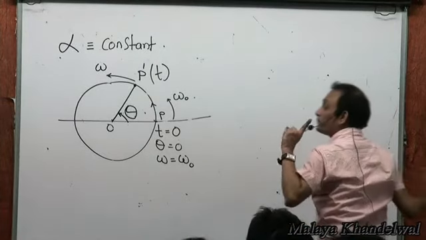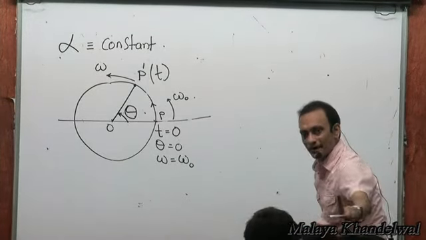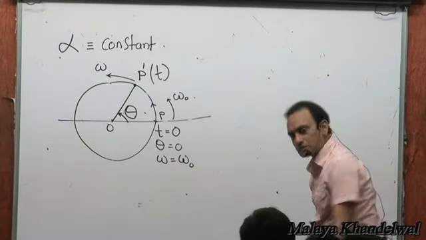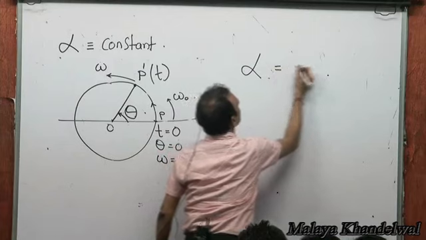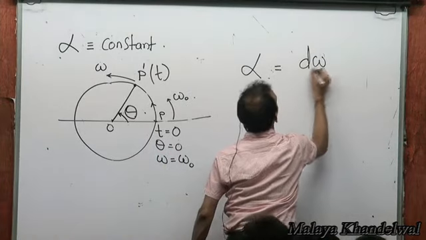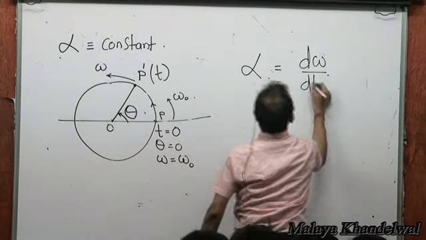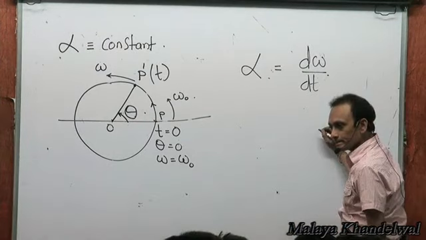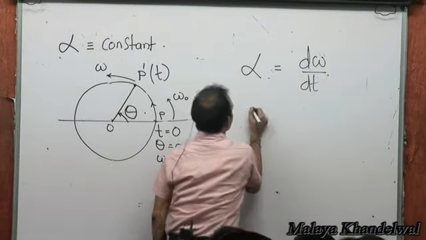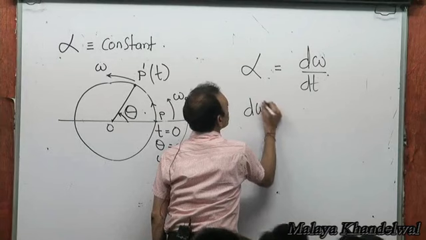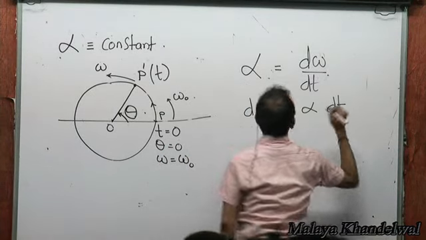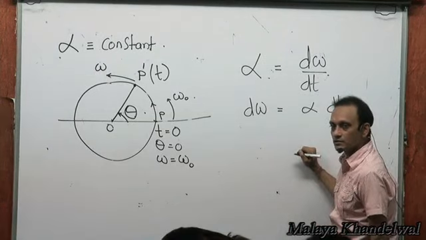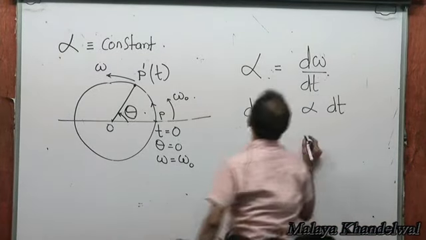But alpha will be preserved. The rate at which omega changes with time will remain the same. So alpha is the rate at which omega changes with time, right? So can I say d omega is alpha dt? Can I say this? Let me integrate both sides.